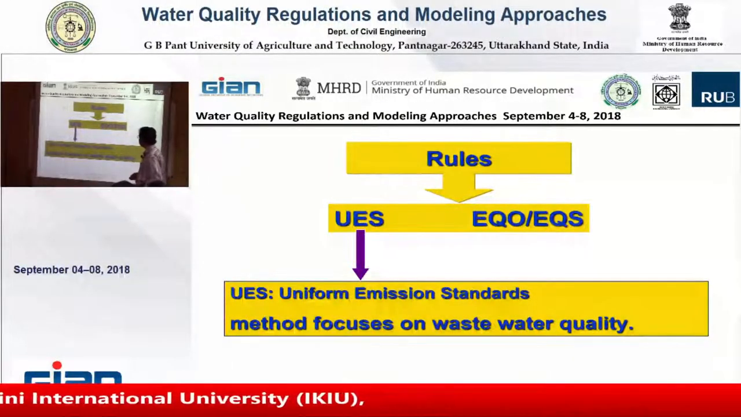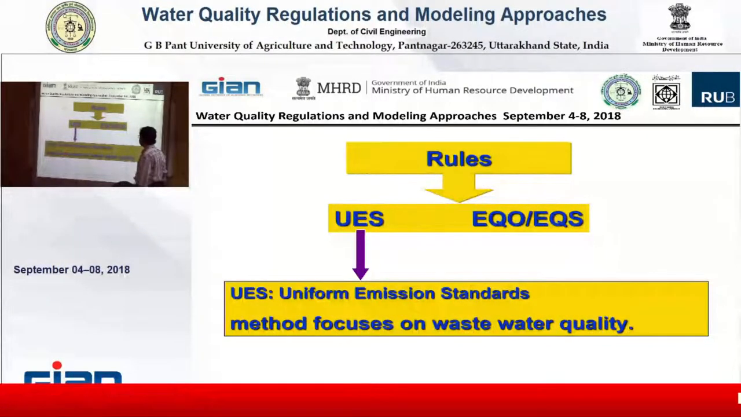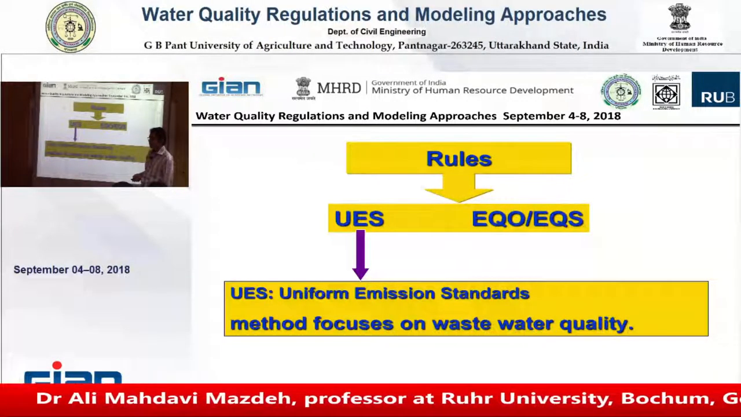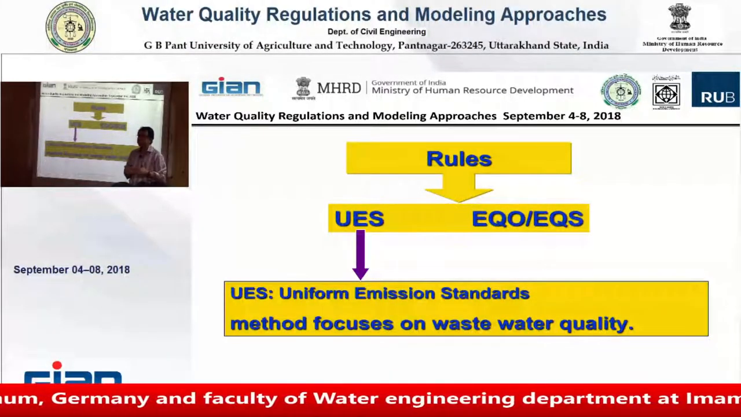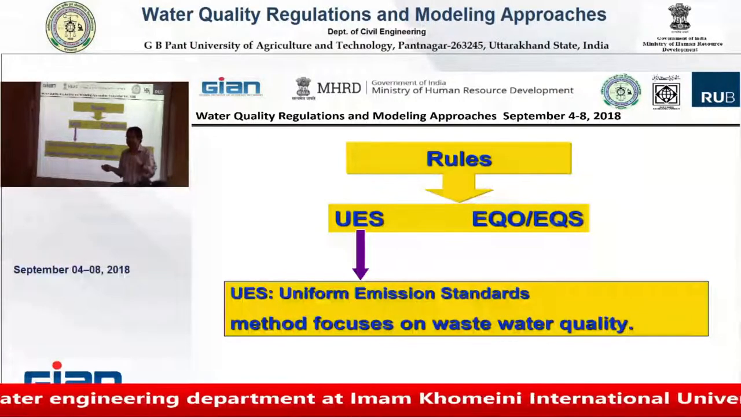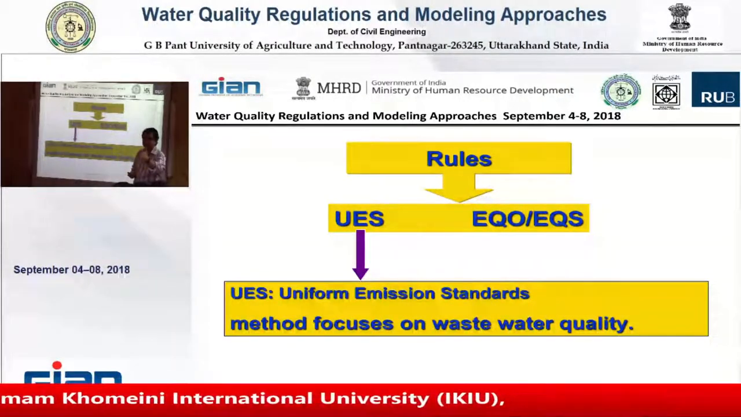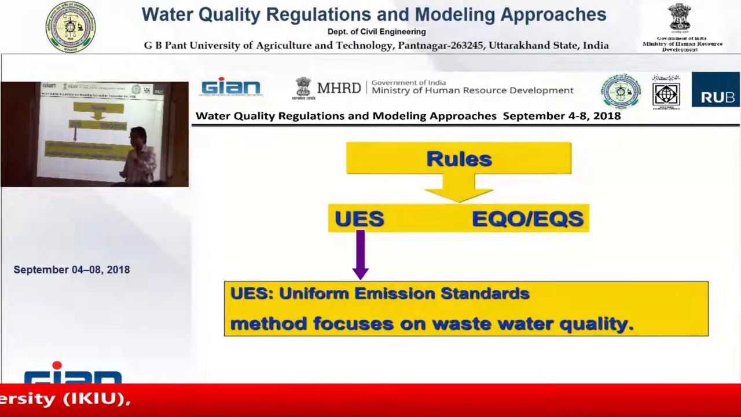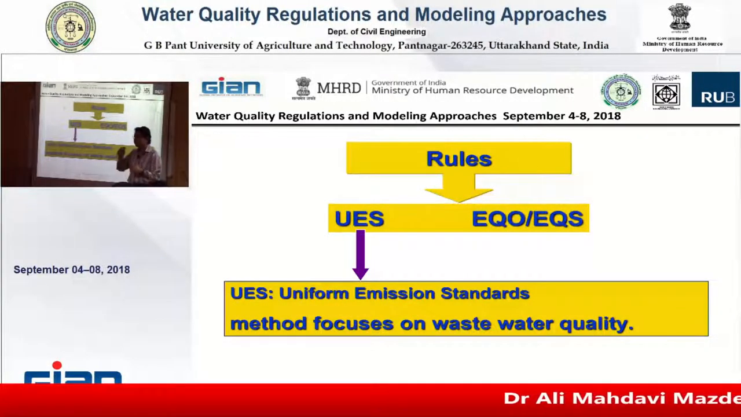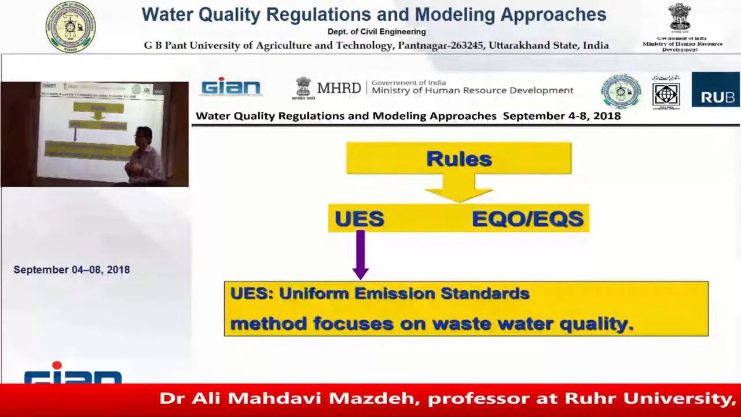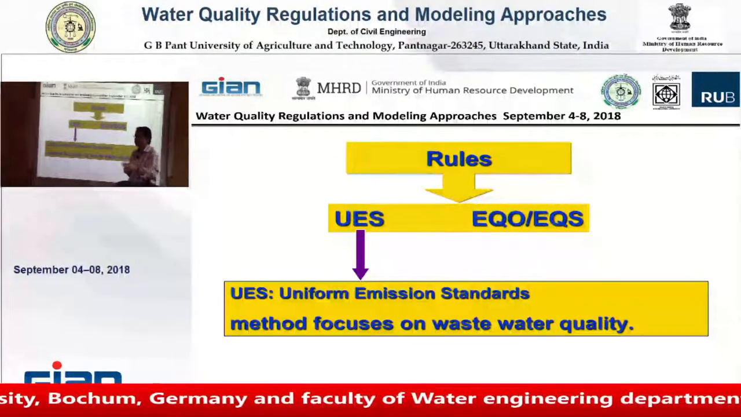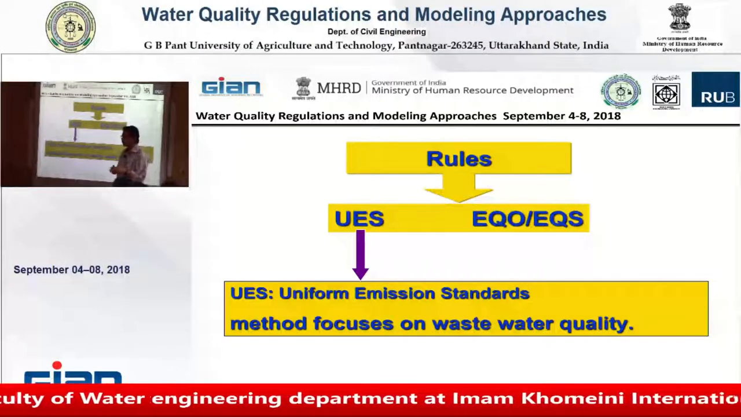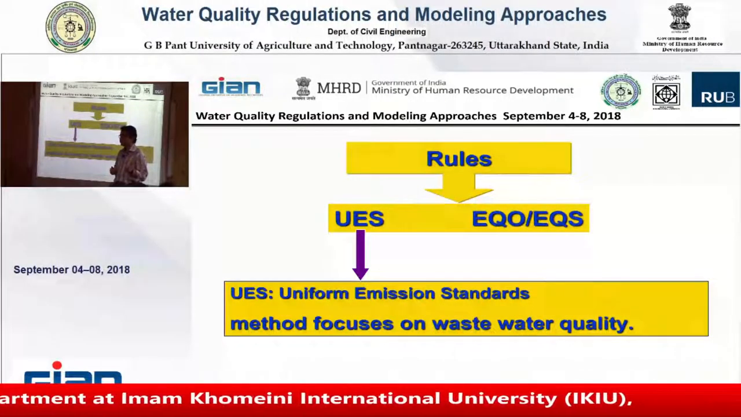And the second type of rules are uniform emission standards. This method focuses on wastewater quality. Again, consider the same river. This time, we focus on the case where I have a factory and I have wastewater and I want to put this wastewater into the river. What is the standard? What is the rule? And what is the minimum, maximum concentration of the pollutant that I can send to the river? For example, they said that for cadmium, the maximum could be 5 ppb or 5 ppm.